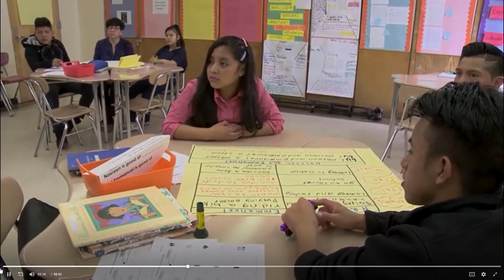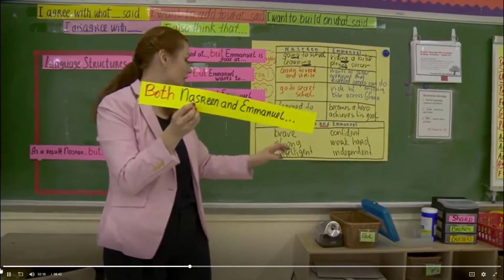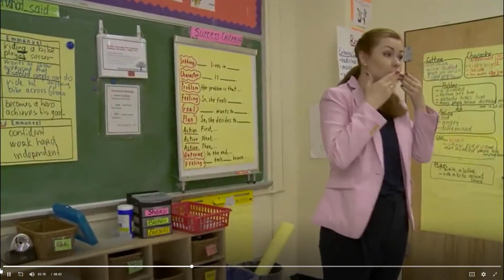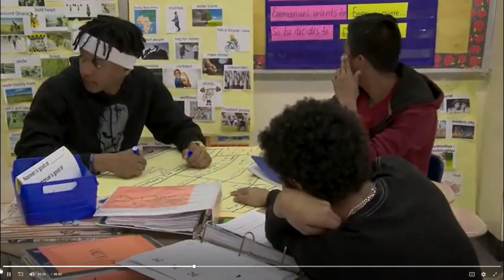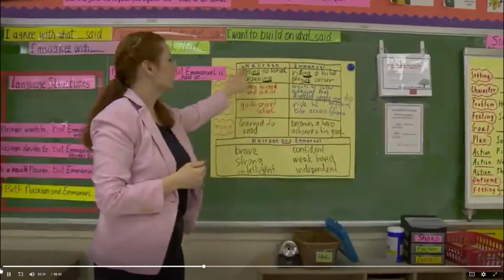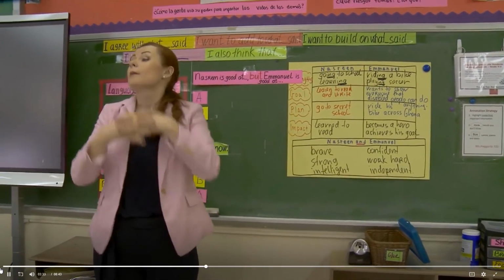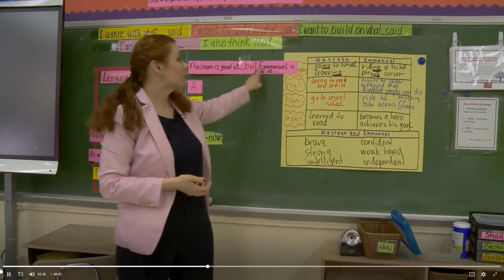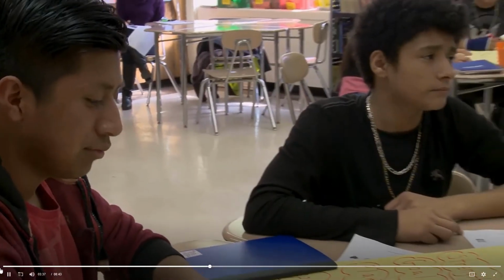When I model, I want to show my students the thinking that has to go on in their head in order to complete a task. So I verbalize what I think about as I'm doing this. And at the same time, I need to show them what resources to use. Nazreen is good at going to school, but Emmanuel is good at riding a bike.